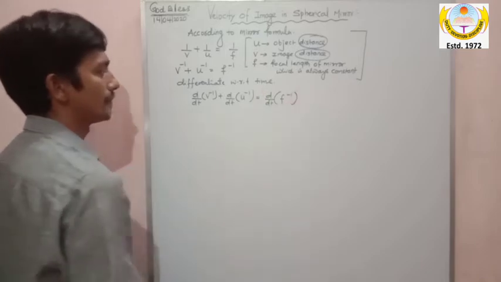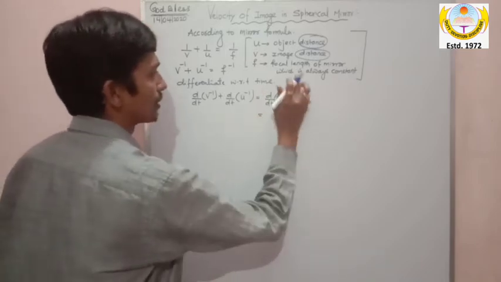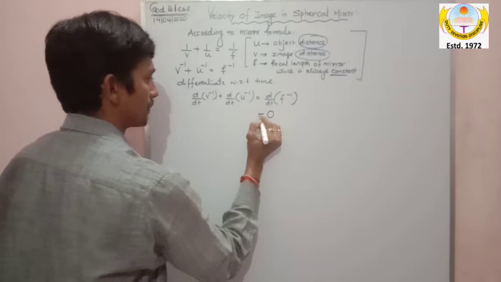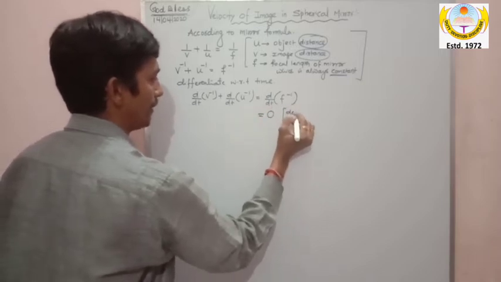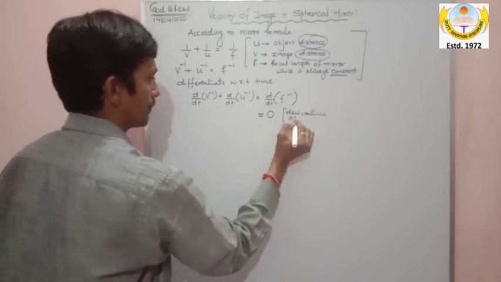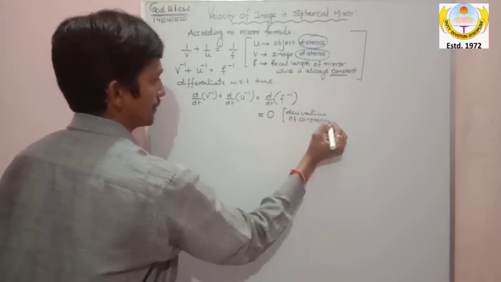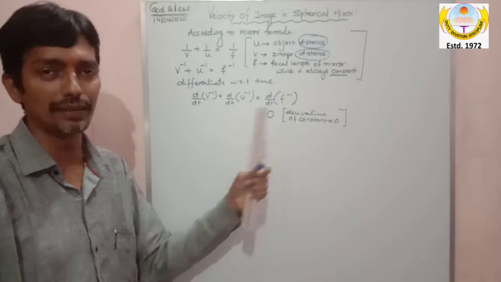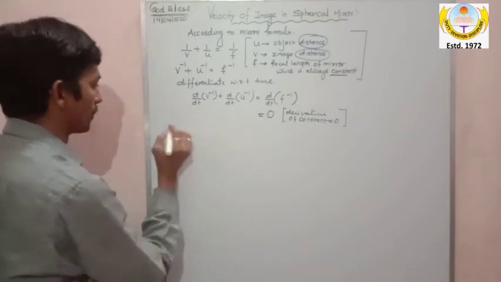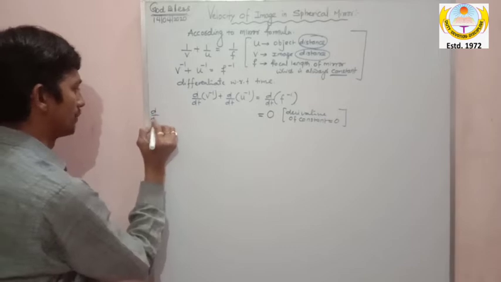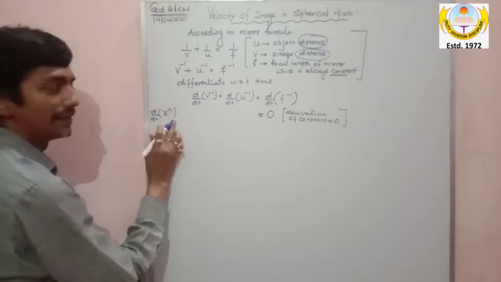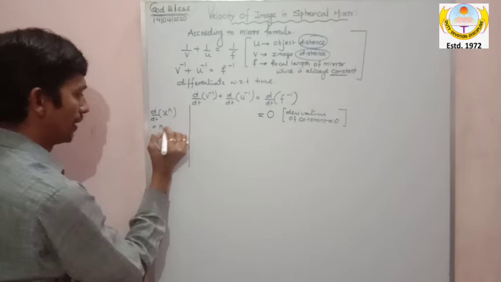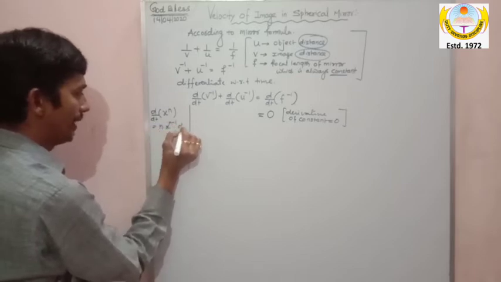You can see, you all know that f is constant, the focal length is constant. So the derivative of a constant is 0. So the focal length is constant, so the derivative of that will be 0. For the rest, you must know the formula. What is the derivative d by dt of x power n? The formula is n into x power n minus 1 into dx by dt.